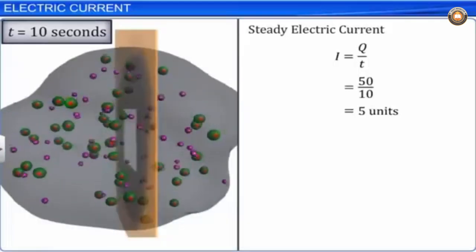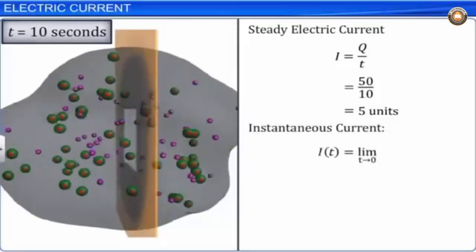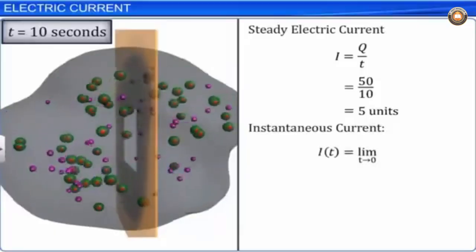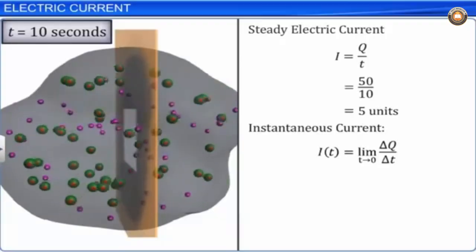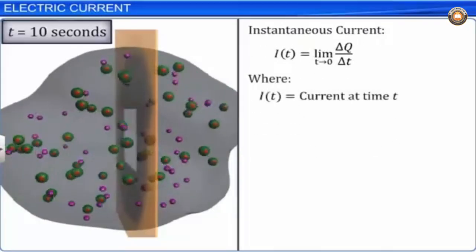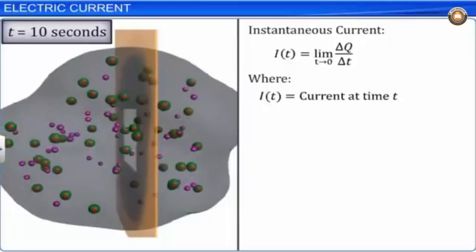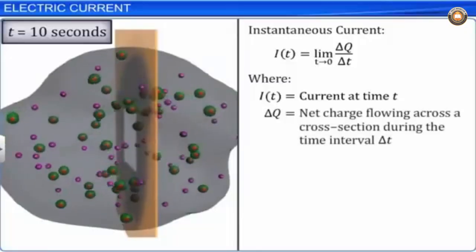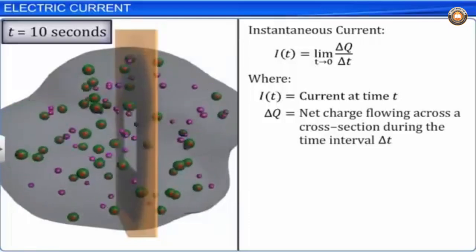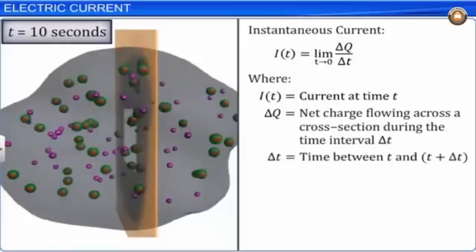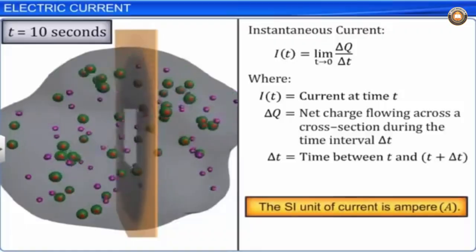Instantaneous current at any time t is expressed as I(t) is equal to limit delta t tending to 0 of delta Q by delta t, where I(t) is the current at time t. Delta Q is the net charge flowing across a cross-section during the time interval delta t, that is, between time t and t plus delta t. The SI unit of current is ampere and is represented by A.